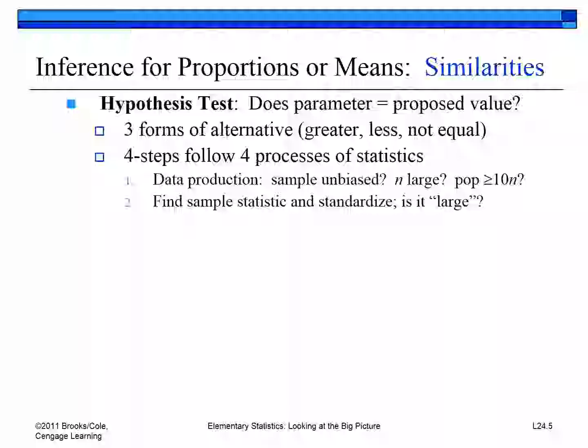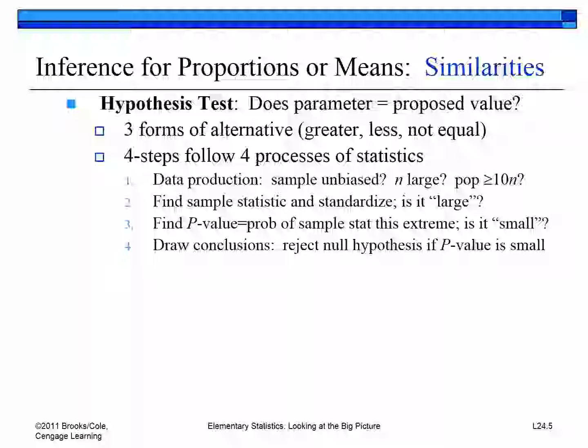Next, we will find the sample statistic and standardize it and ask, is it large? We'll measure how large the sample statistic is based on its standardized value, just as we did for proportions. Next, we'll find the p-value, which is the probability of getting a sample statistic as weird or weirder than our sample. In other words, we want to know if the p-value is small. We'll use the same criteria for smallness of a p-value as we did before.